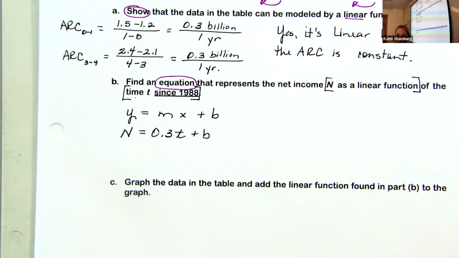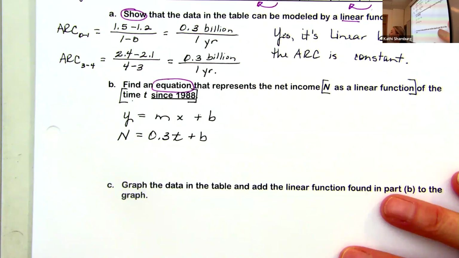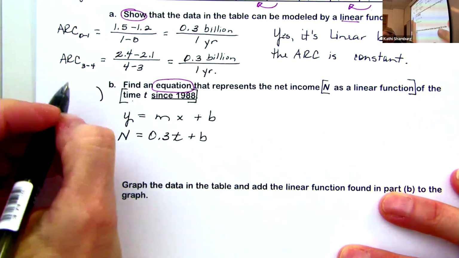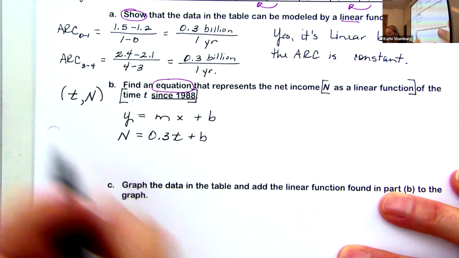So now we've got our slope, but what is the next value we need to find? Initial value. Initial value, and how do we do that? Plug in an ordered pair, right? Okay, so if I looked at the ordered pair, the variable is always first, so that would be t, and then function, which is N.